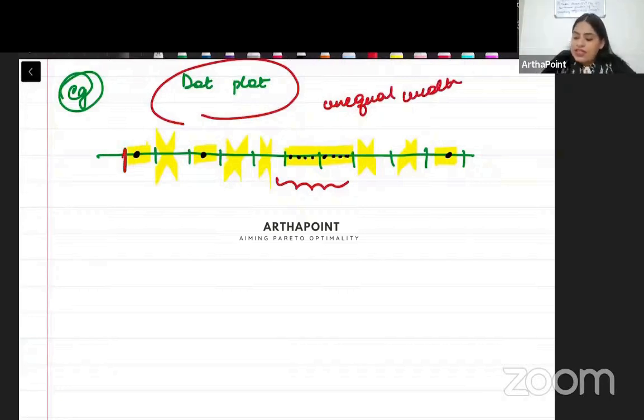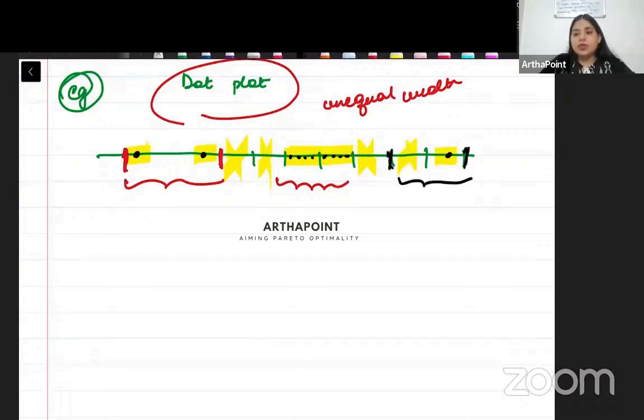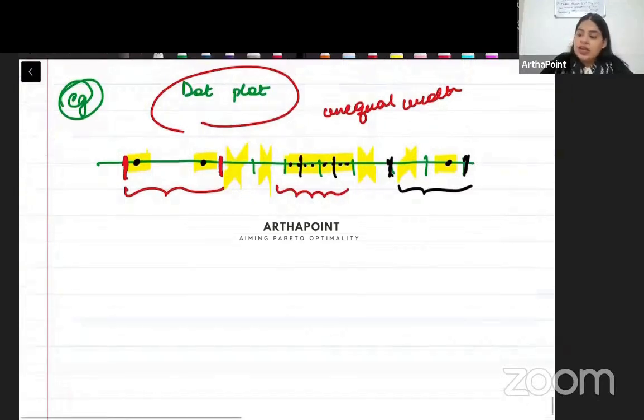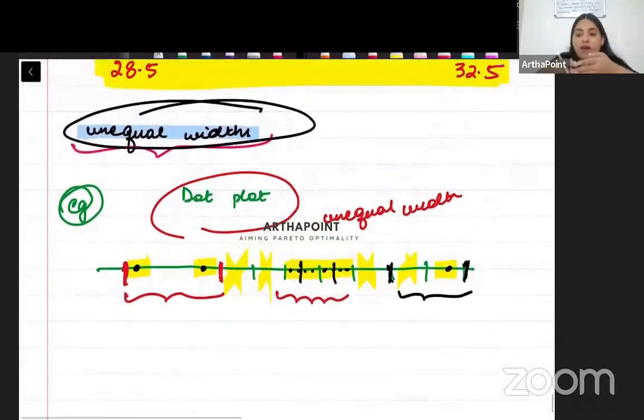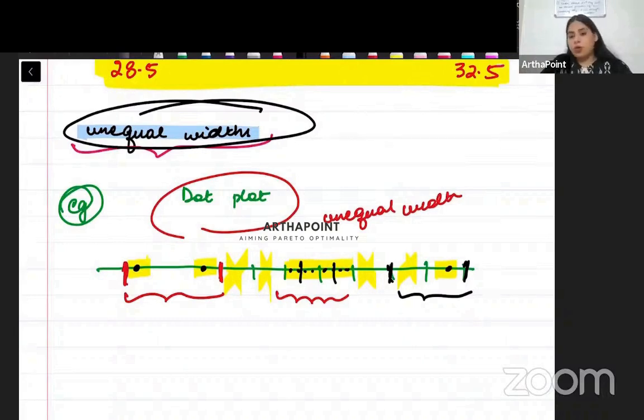Unequal मतलब यहां से लेके यहां तक को एक ही इंटरवल बना दो ना, क्योंकि यहां पे मिलाकर भी सिर्फ 2 ही डेटा पॉइंट्स आ रहे हैं. यहां से लेकर यहां तक सिर्फ एक ही डेटा पॉइंट है, एक ही इंटरवल बना दो ना, और इनको अलग अलग छोटे छोटे इंटरवल्स बनाओ क्योंकि यहाँ पे बहुत सारे डेटा पॉइंट्स है. So unequal width means you will divide your data not equally but unequally. Your width will differ. I can easily identify that using dot plots.